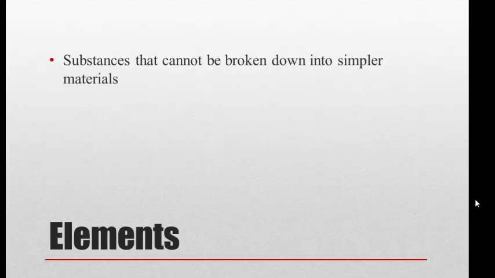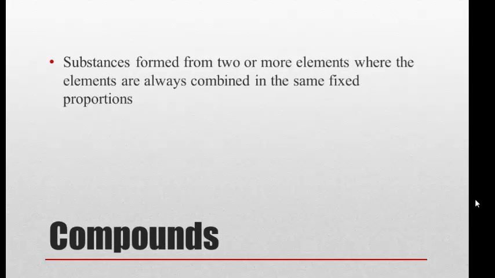Elements are substances that cannot be broken down into simpler materials. They are made up of atoms. Compounds are substances formed from two or more elements, where the elements are always combined in the same fixed proportions.